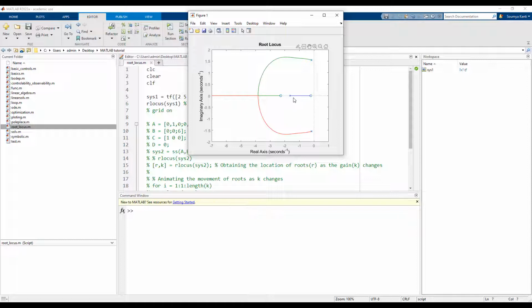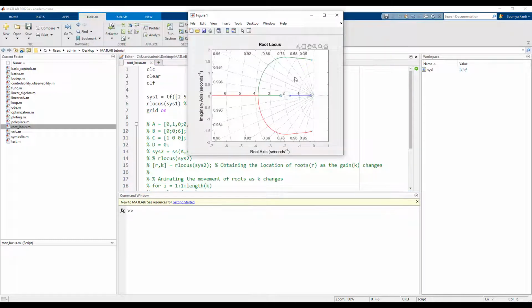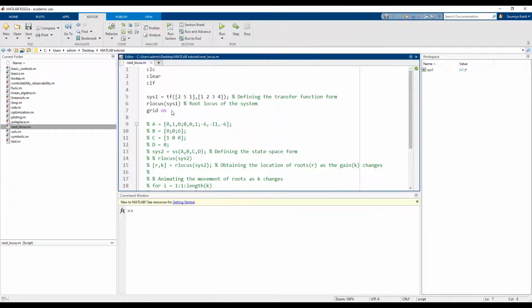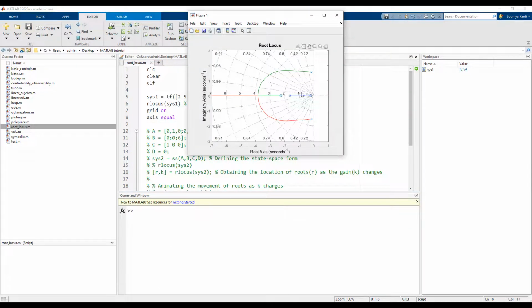It originates from the open loop poles, and it goes to the open loop zeros, or it will go to infinity as the gain increases. If I now turn on the grid, you will see that it's kind of a polar plot, and if I do axis equal, you will see that it's exactly like a polar plot. These circles are the natural frequency lines, and the straight lines originating from the 0, 0 point are the zeta values.